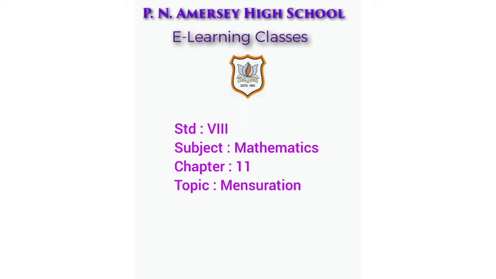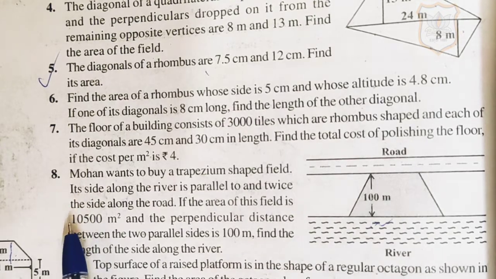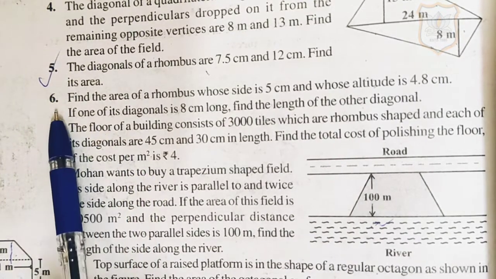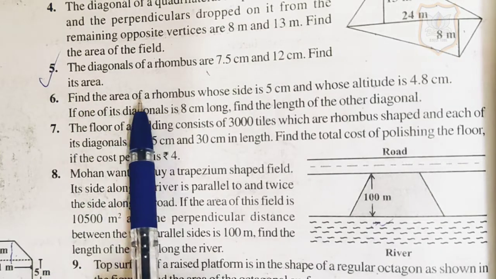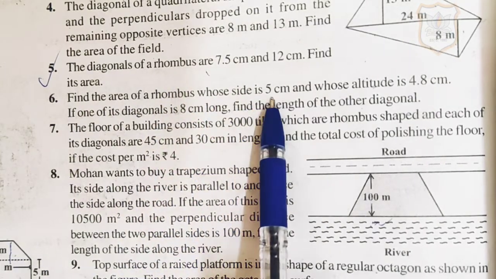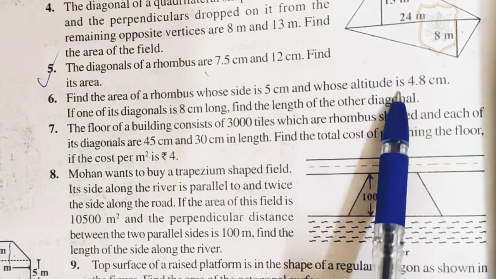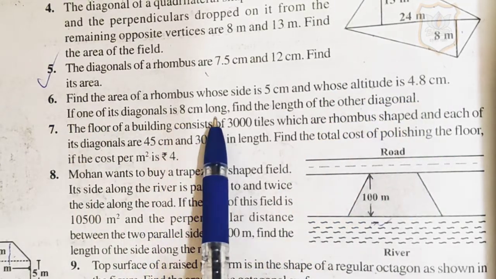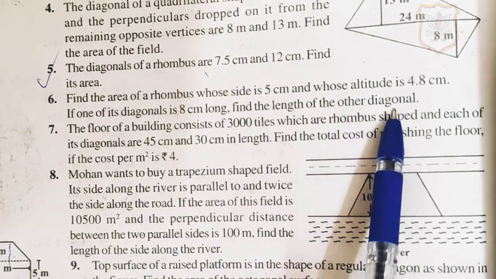We will continue with our chapter number 11, mensuration. Now let us continue with our exercise 11.2. Question number 6. Find the area of a rhombus whose side is 5 cm and whose altitude is 4.8 cm. If one of its diagonal is 8 cm long, find the length of the other diagonal.